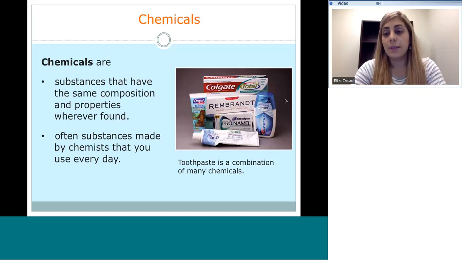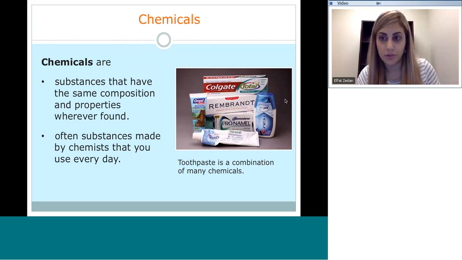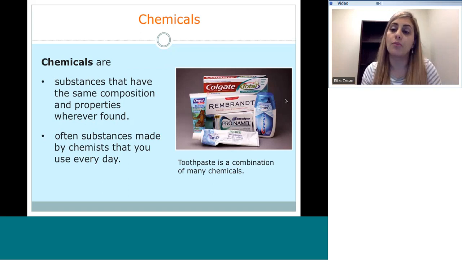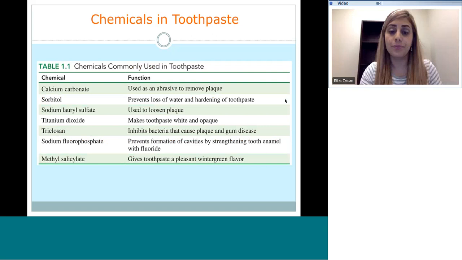Chemicals are often substances that are made by chemists. They are manufactured by chemists, and we use them every day. An example is toothpaste, and it's a combination of many chemicals. These chemicals are substances that no matter where you find them, they still have the same properties as long as they're composed of the same constituents, and they are manufactured by the same companies. They actually have the same constituents, therefore they have the same composition and properties no matter where you find them. An example of the chemicals that constitute the toothpaste, or that are major components of the toothpaste.